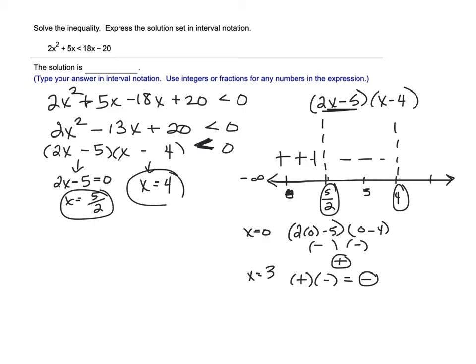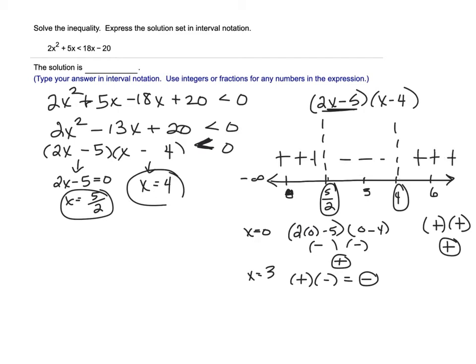We'll pick something larger than 4. You can pick 5 or 6. Doesn't matter. We plug that one in. We'll do it right here. When I plug in 6, I get 2 times 6 is 12. 12 minus 5 is 7. It really doesn't matter. All that matters is is it positive? And then when we plug in 6 here, we get 6 minus 4 is 2. Positive times a positive is a positive.